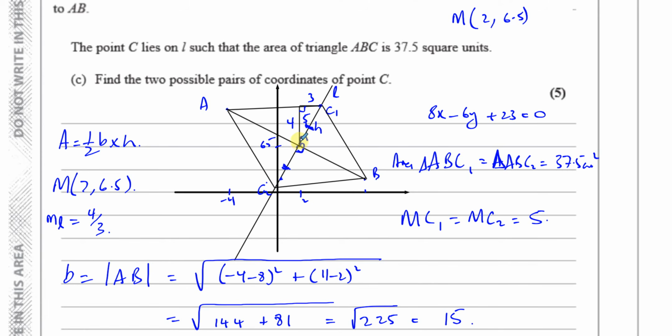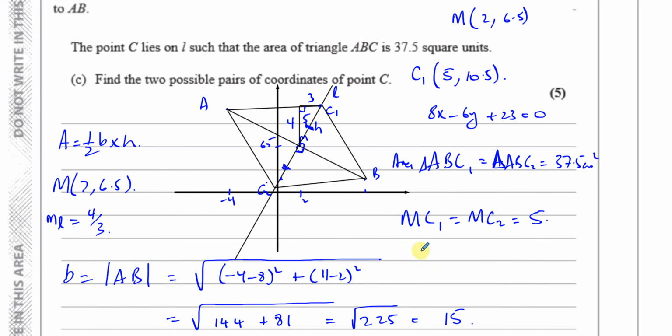Okay, so we can say that C1, its coordinates must be, if you think about the coordinates of M, 2, 6.5, the x coordinate of C1 has to be 3 more than 2, which is 5, and the y coordinate has to be 4 more than the y coordinate of M, which is going to be 10.5.